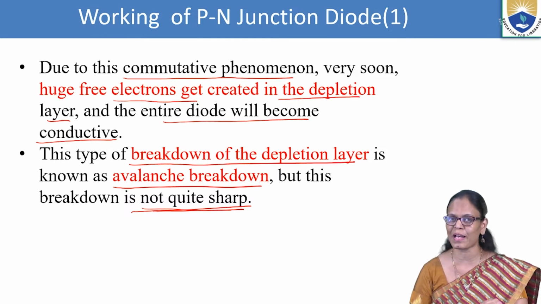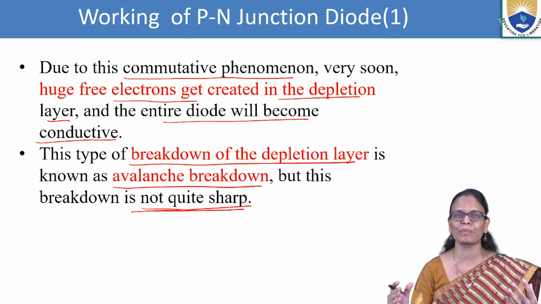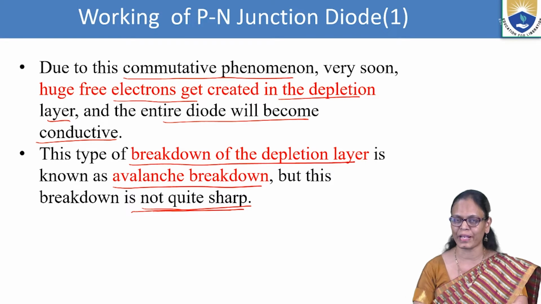So in reverse bias, what we are seeing now is, as we increase the reverse voltage, because of the cumulative effect, more and more free electrons are generated in the depletion layer, and we have the breakdown of the depletion layer, because of which a large current flows, and we call it avalanche breakdown.